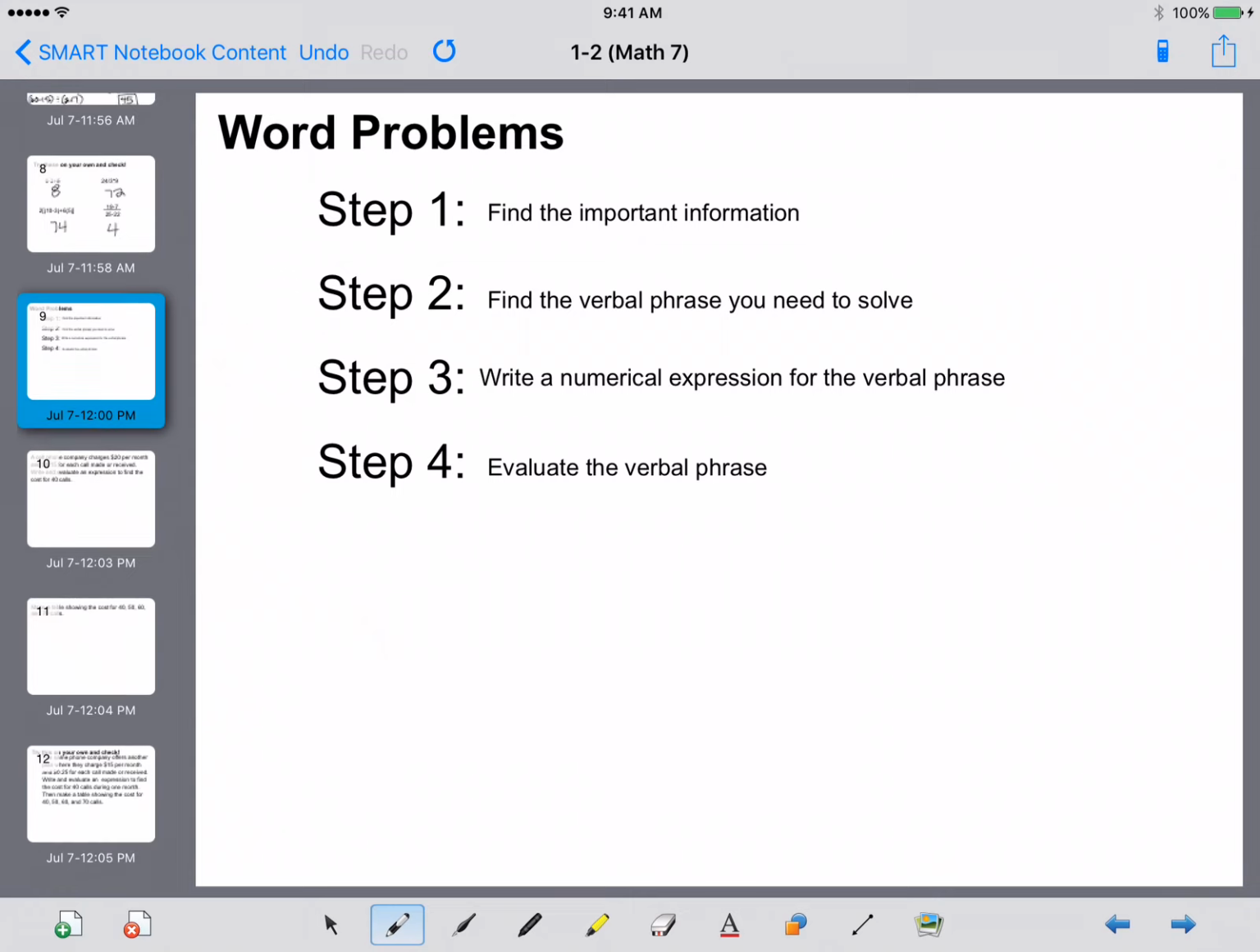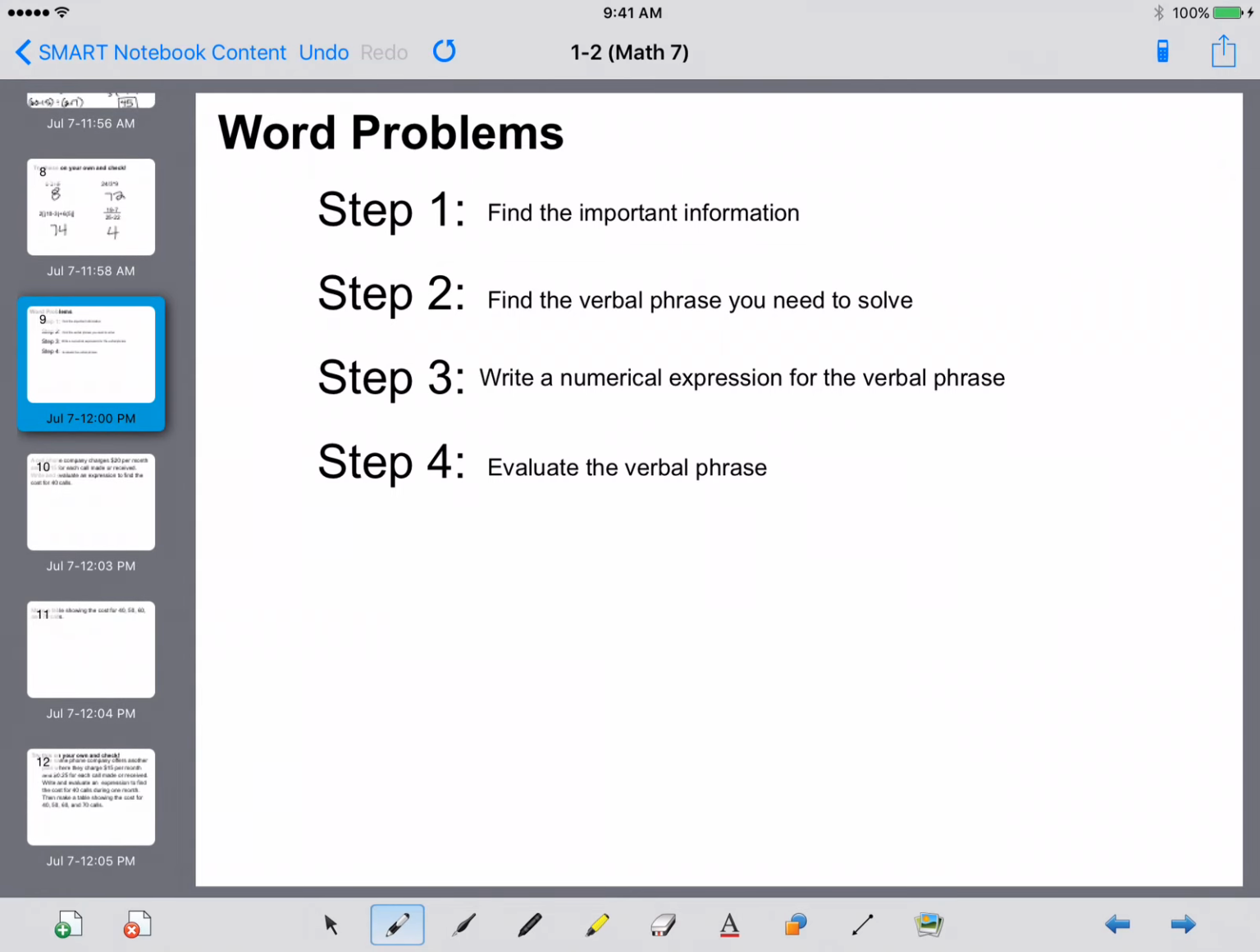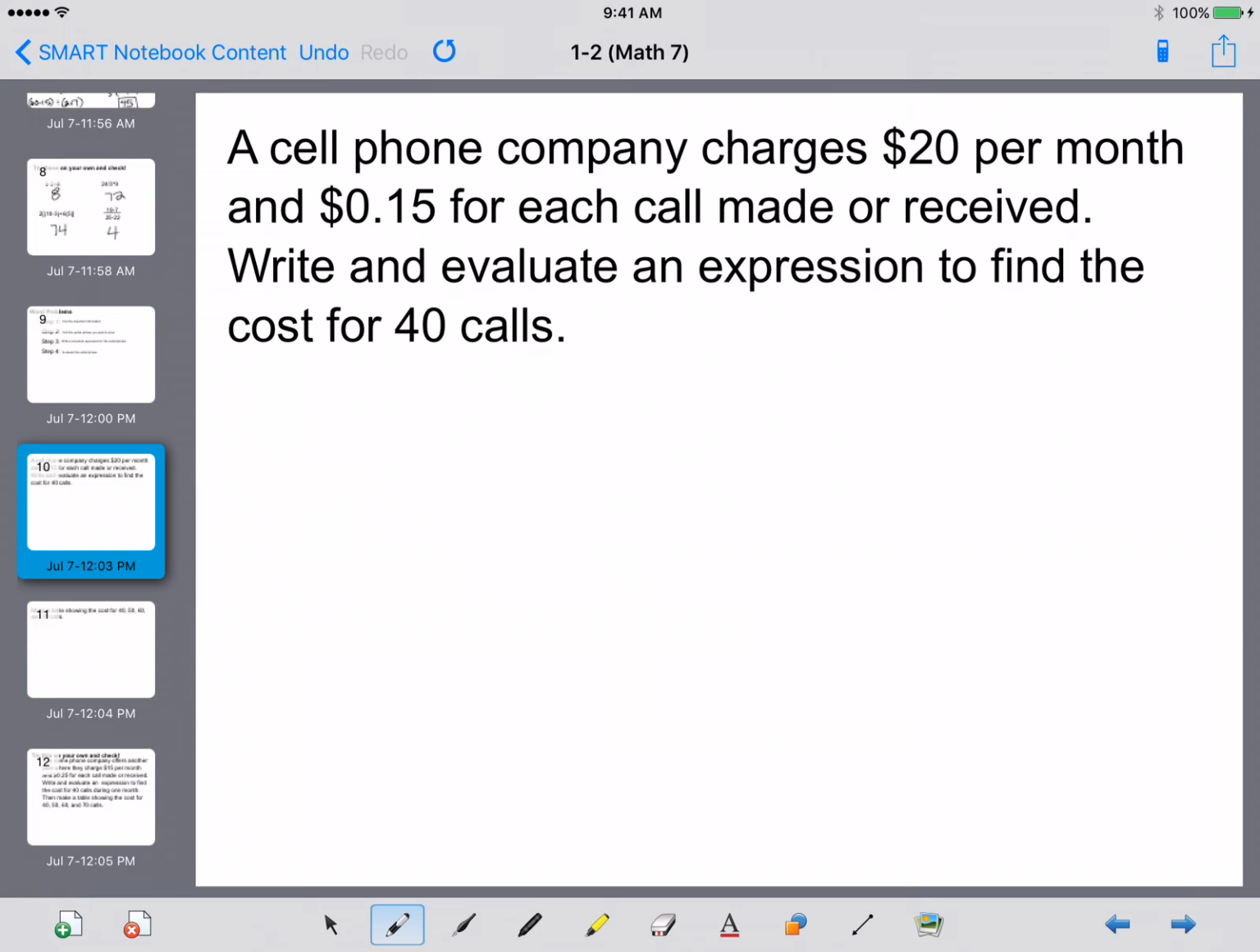So I'm going to do a problem here to show you how to put this into effect. So reading, it says, a cell phone company charges $20 per month and 15 cents for each call made or received. Write and evaluate an expression to find the cost for 40 calls. So important: $20 per month, 15 cents for each call. Okay, that's important. And then we want to know the cost for 40 calls.